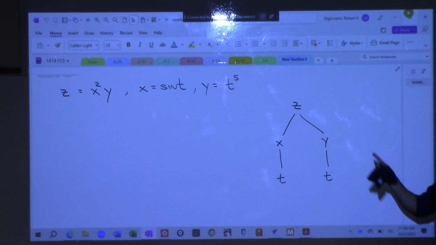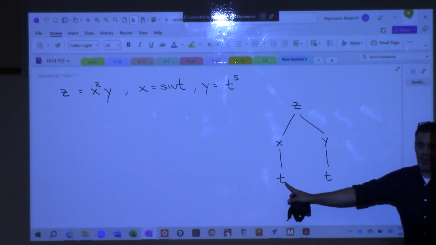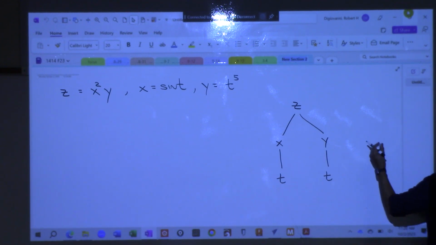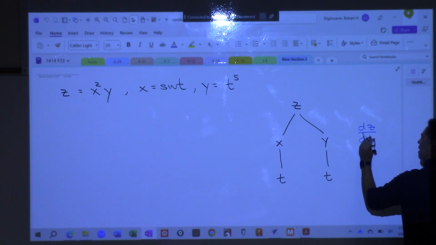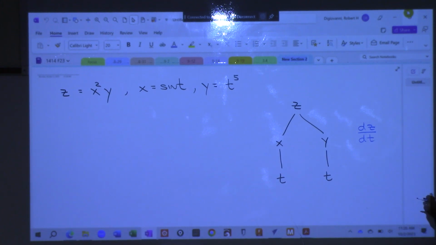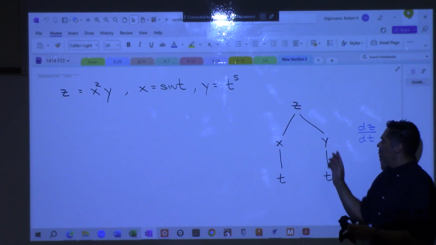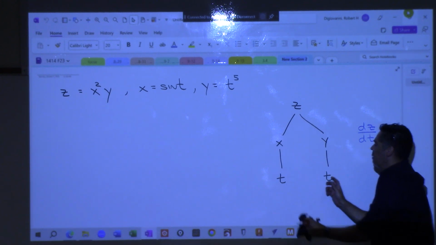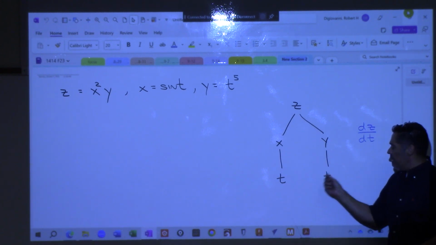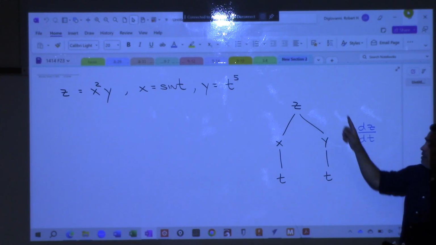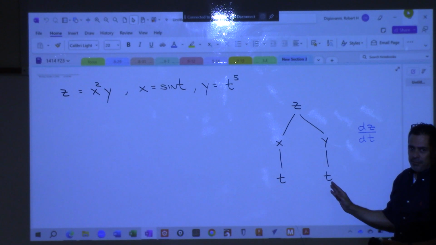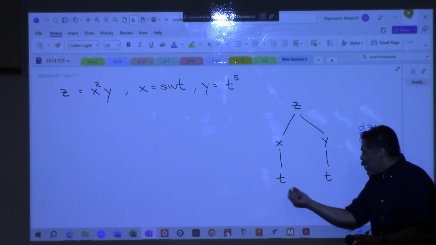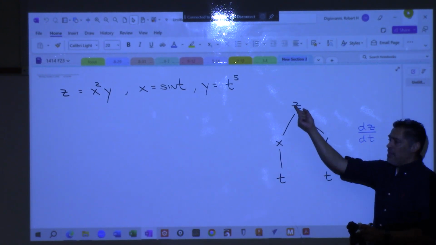Well, there's two branches, right? But they both depend on the same variable, so there's only one thing that we can ask for here, and that would be dz/dt. How much does z change if I move t a little bit? And do you see that by me moving t a little bit, z is going to change, and I don't have to hold anything constant for that to happen? If I just change the value of t down here, it's going to impact y and then z, yes?